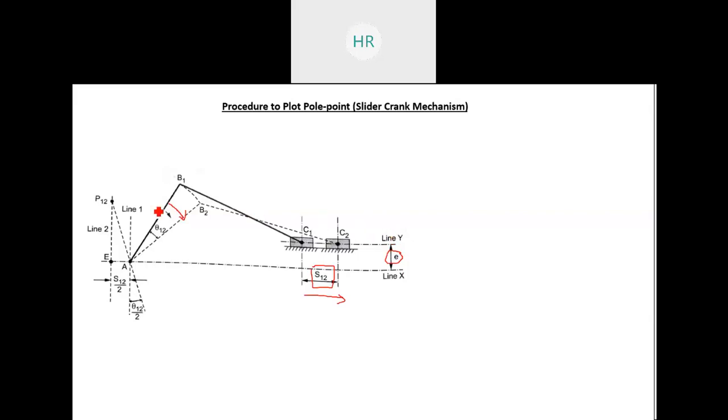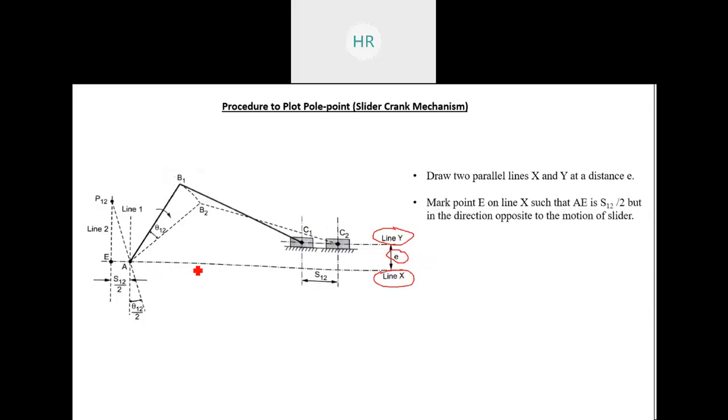So now how to plot this pole point, that we will discuss now. So first, draw two parallel lines x and y at a distance e. So first you have to draw this line x and line y separated by the distance e. If e is equal to 0, then x and y will overlap each other.